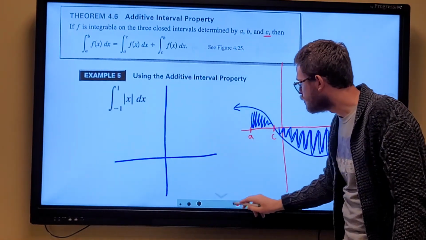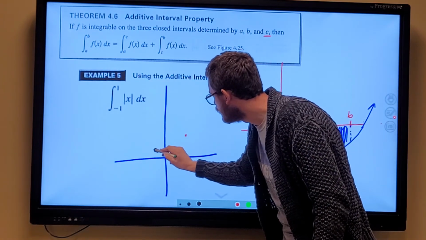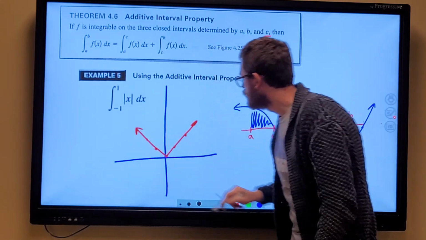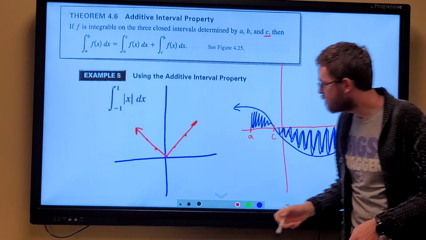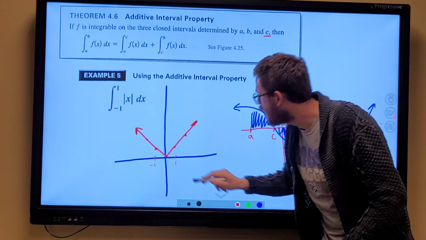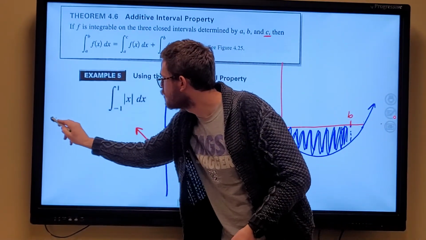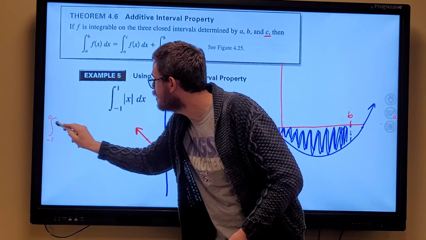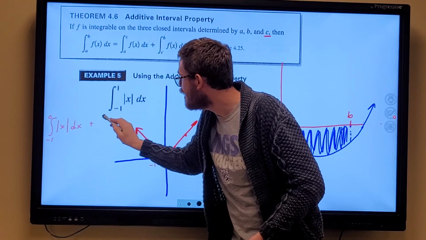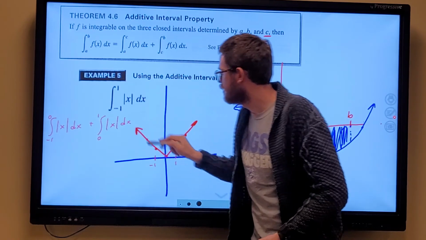We're looking at the absolute value of x. The absolute value of x is one of those parent functions that you know a lot about, so this isn't too crazy to get that graph real quick. And if we wanted to find that area from -1 to +1, what they're saying is that you could break this down to be the definite integral from -1 to 0 of the absolute value of x dx, and then add that to the definite integral from 0 to 1 of the absolute value of x dx.